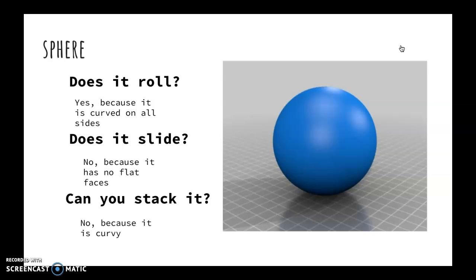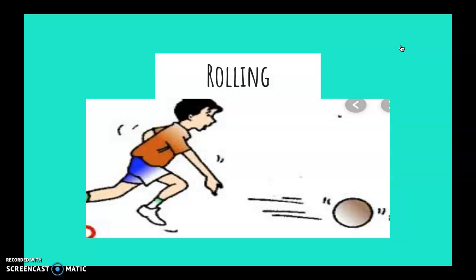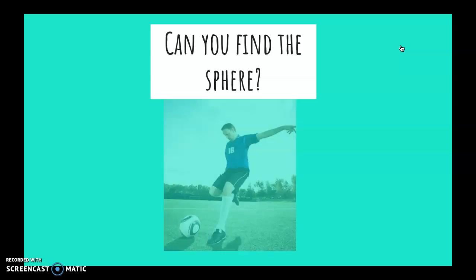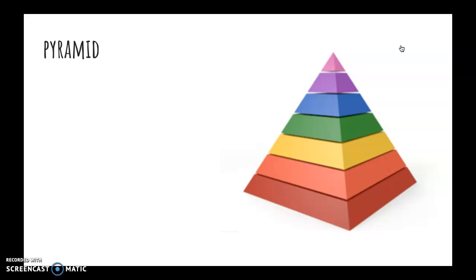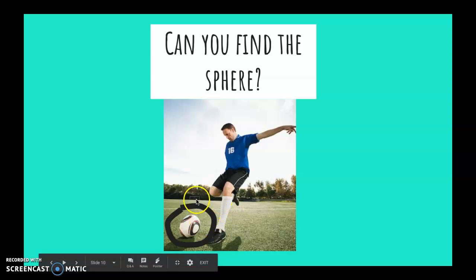So let's look at a picture where the ball is rolling, or the sphere is rolling. This guy is rolling the sphere. Can you find the sphere in this picture? This one is pretty easy, so we're going to give you just a little bit of time. There's the sphere, right there.